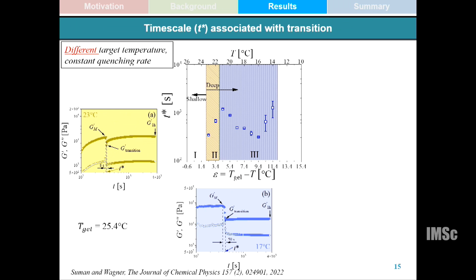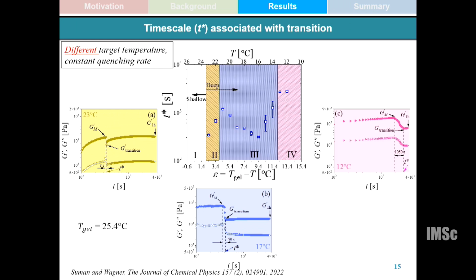We see that it undergoes a very sharp decrease in G prime value, and the transition time is noted over this middle graph over here. Epsilon is basically the extent of thermal quench, which is nothing but the difference between the target temperature and the gel point temperature. We further decrease the temperature to 12 degree, and what we observe is that this transition is no longer sharp now.